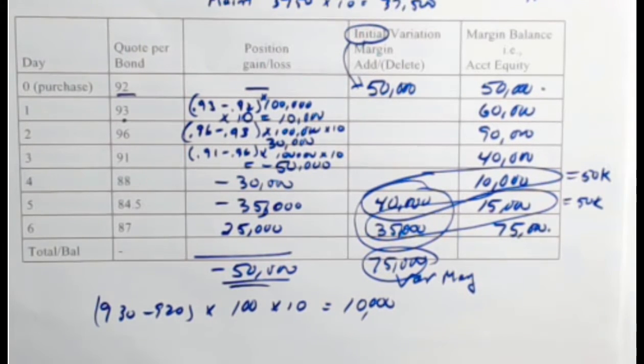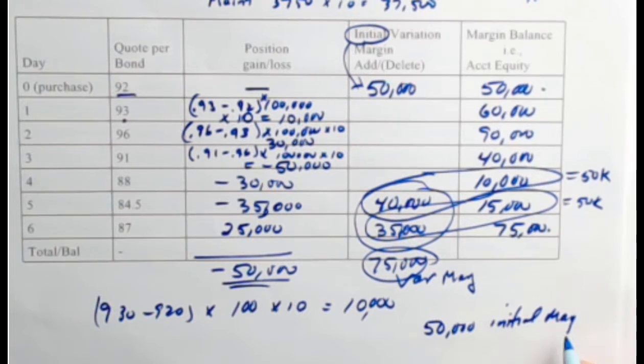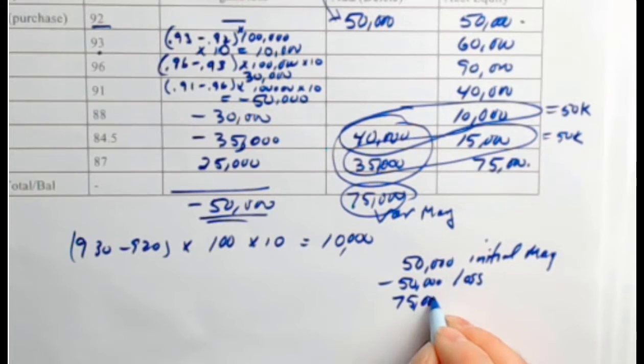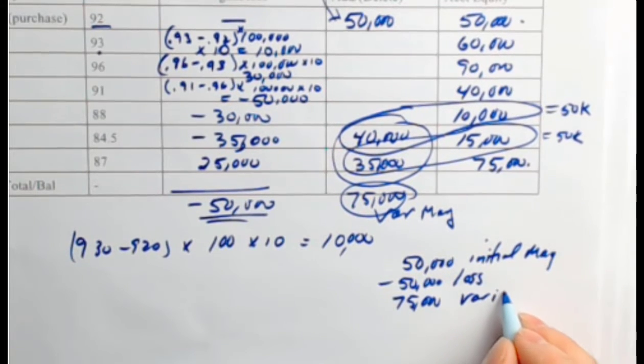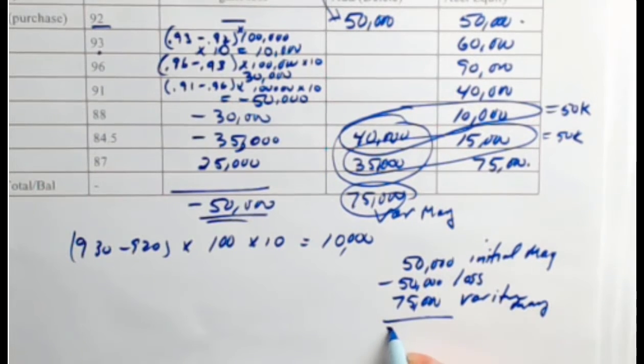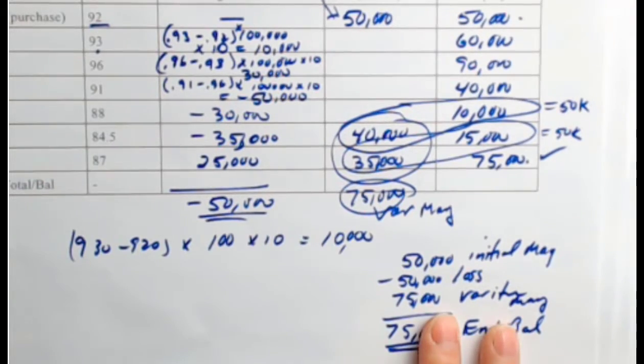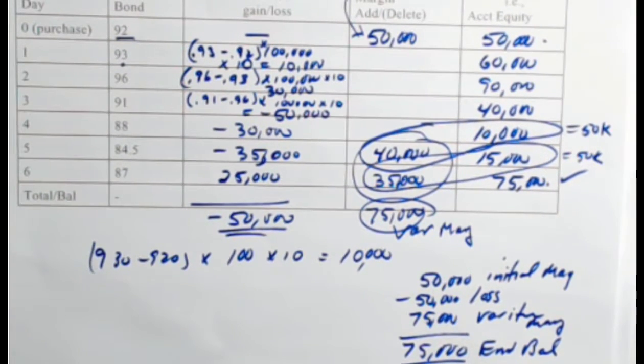So now let's reconcile. We have 50,000 that was initial margin. Then we had a $50,000 loss right here. Then we posted $75,000 in variation margin. That's a margin call. We had $75,000 worth of margin calls. And what did we end up with? $75,000 is the ending balance. It matches. The ending balance matches. We can reconcile it. So now we're pretty comfortable we did our math right. And we reconciled gains and losses against the initial and variation margin and the ending balance.